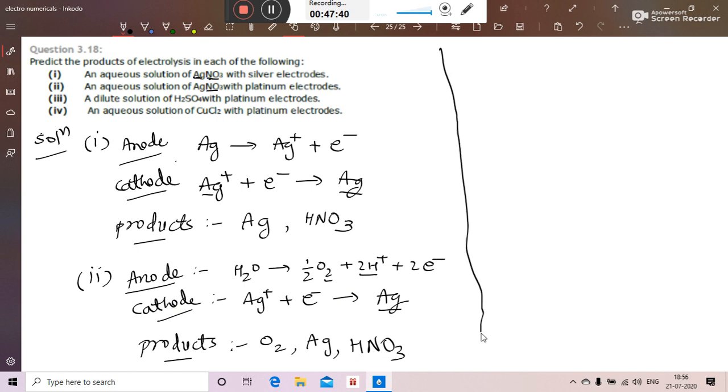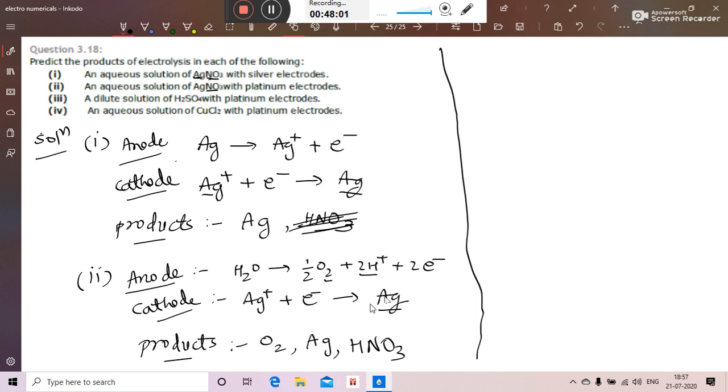In the first one, at anode, no H plus ion is formed. That's why only silver will be the product. HNO3 will not be there because here H plus ion is not formed. So only silver is there. While in case of second, oxygen, silver and HNO3 are produced.